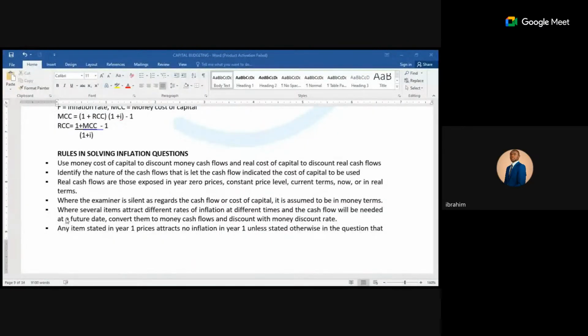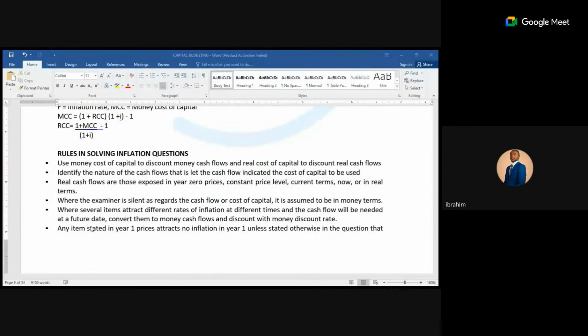Where the examiner is silent as regards the cash flow or the cost of capital, it is assumed to be in money terms. When the examiner is silent, we don't even know if the cash flow, they just give you the cost of capital to be 2% or 5%. We don't even know if it is real or if it is nominal. So it is assumed that the cash flow is what? They are all in money term, meaning that you are going to use money cost of capital to discount the project.